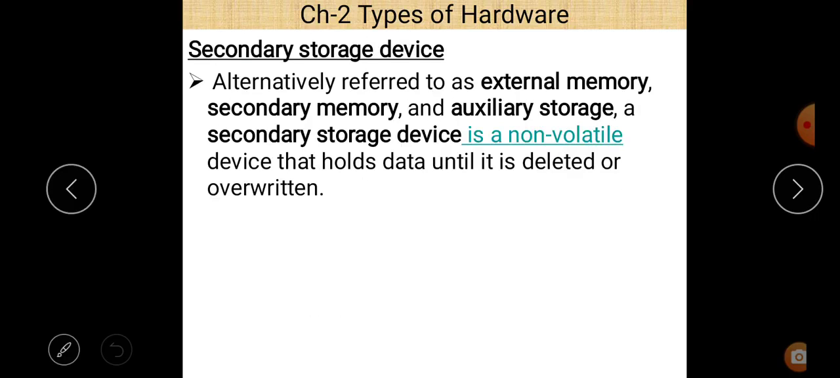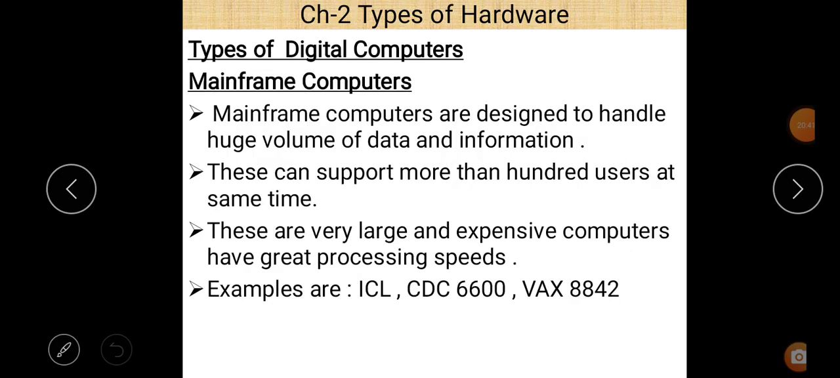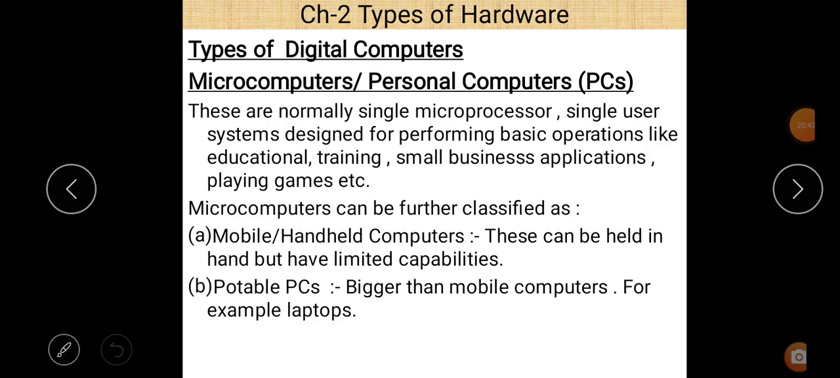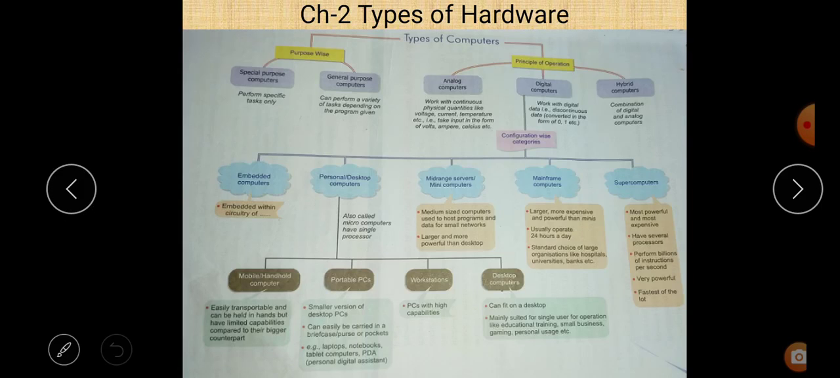So these are the different types of computers. Now I think you are able to understand different types of computer systems. Now let us see the diagram again and give a brief description of all these, as far as types of computers is concerned.